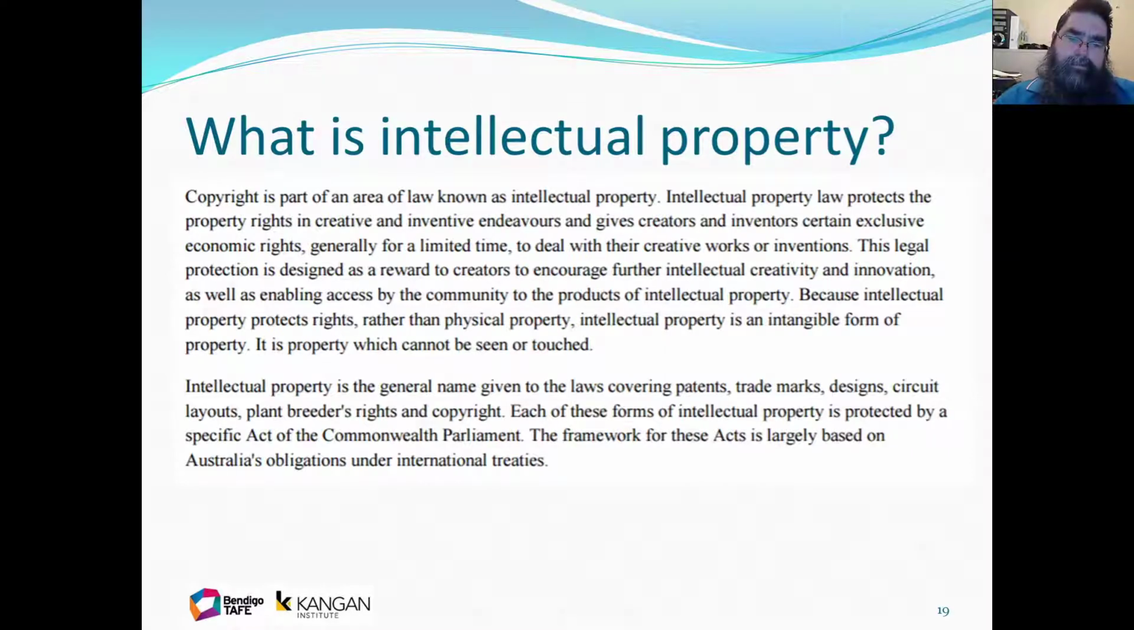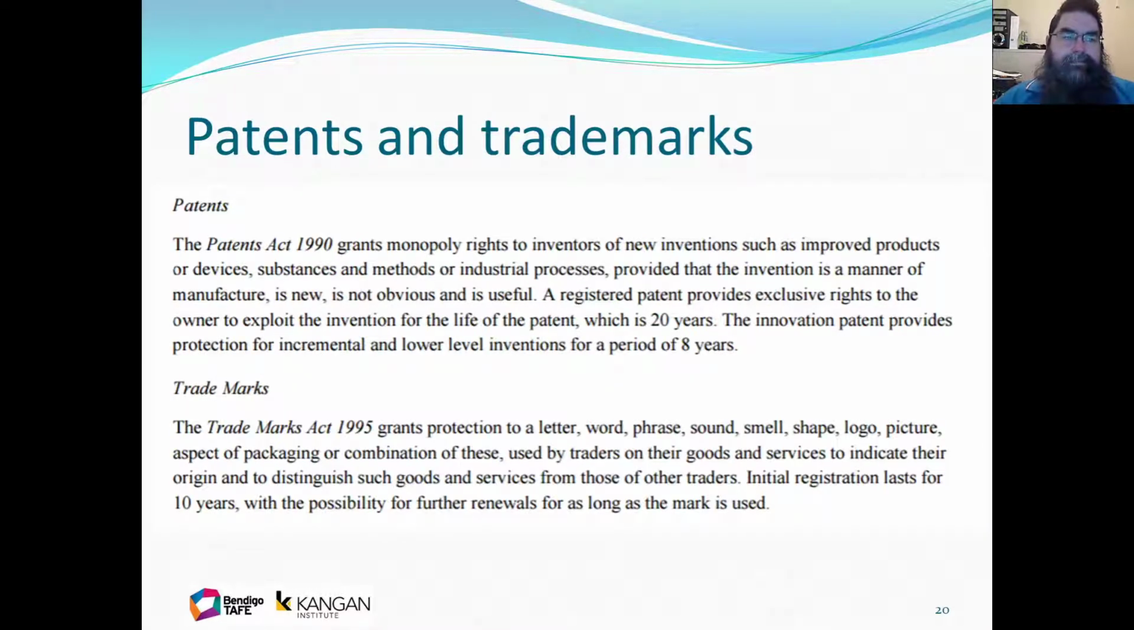So intellectual property is where we look at protecting property rights that are a bit more than just copyright. So under intellectual property, creators and inventors get exclusive economic rights to what they've created, and these are not necessarily physical. They're things that you think of, you invent. So, making a design of a house is intellectual property. A new machine, plant breeders, all sorts of things come under there.